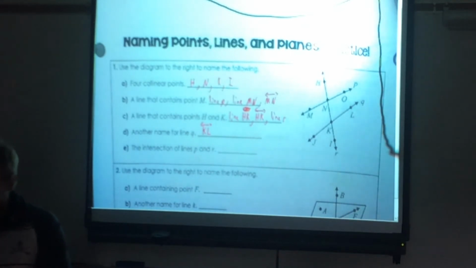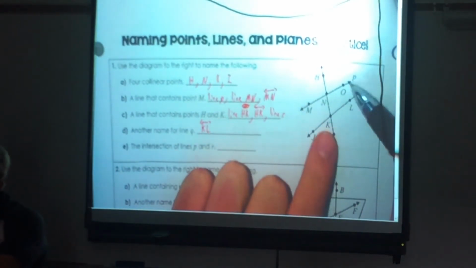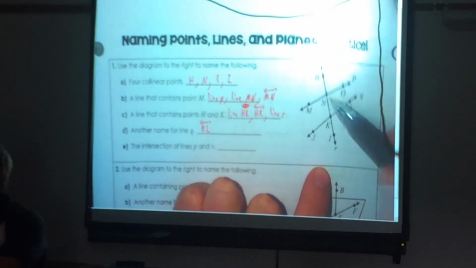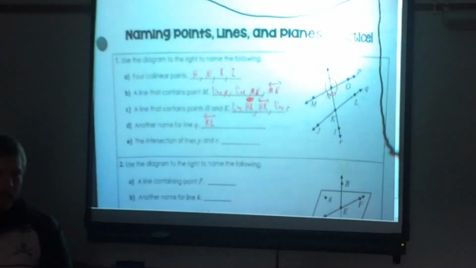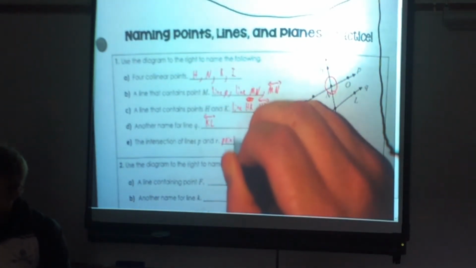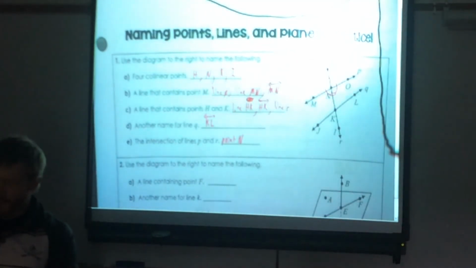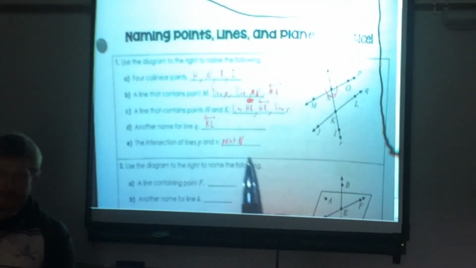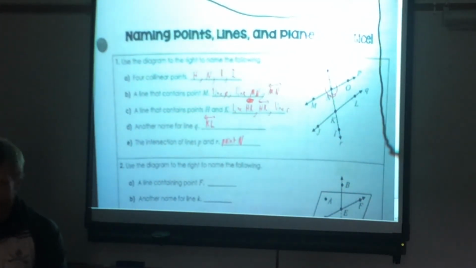Now E asks for the intersection of lines P and R. So I go to where P and R cross, which would be here. What point is that? Technically, you should probably write out the word point N, but if you just wrote the capital N, I would not count it wrong.